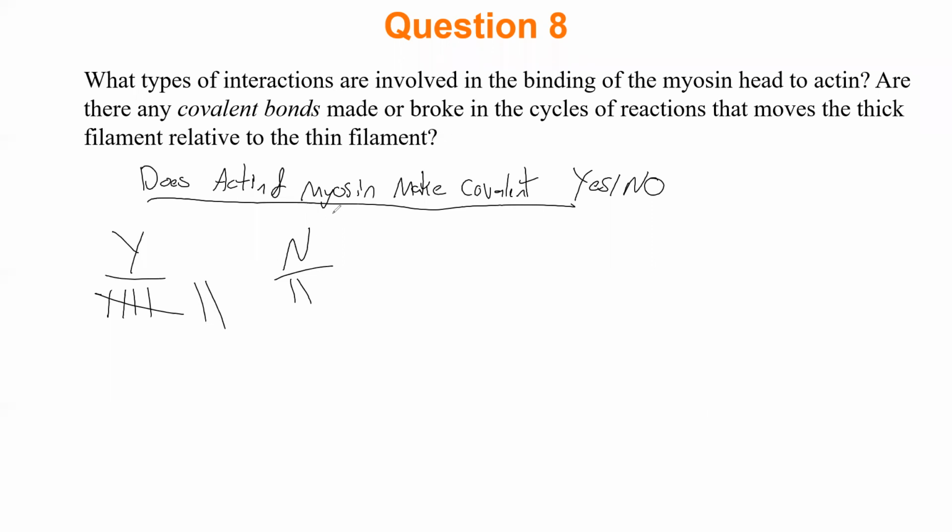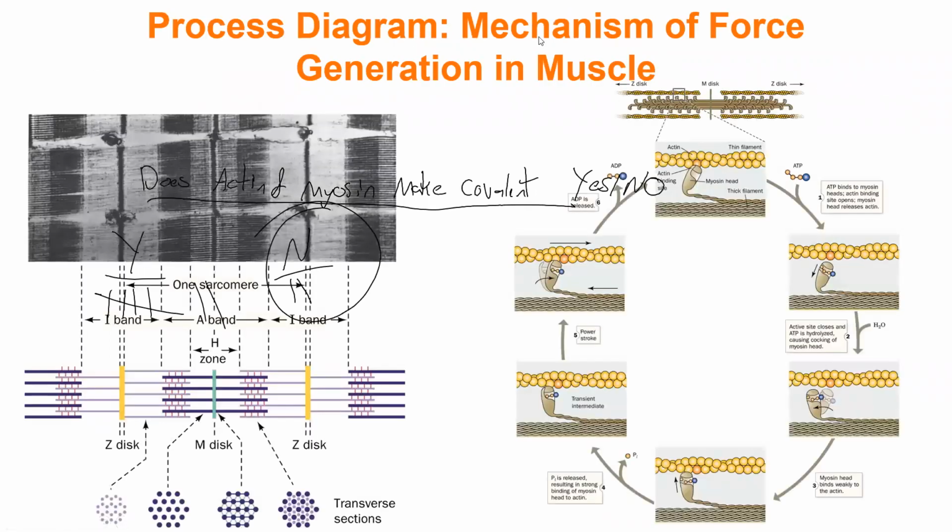All right. So the correct answer is no. Right. So let's go back to the diagram. If you remember, a covalent bond is the sharing of electrons. And covalent bonds are very strong. Covalent bonds are kind of permanent when you make them for the most part. And actin and myosin, we're not making any covalent bonds here. This is all non-covalent interactions.